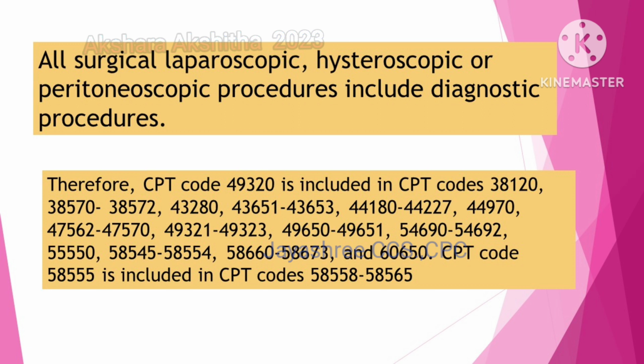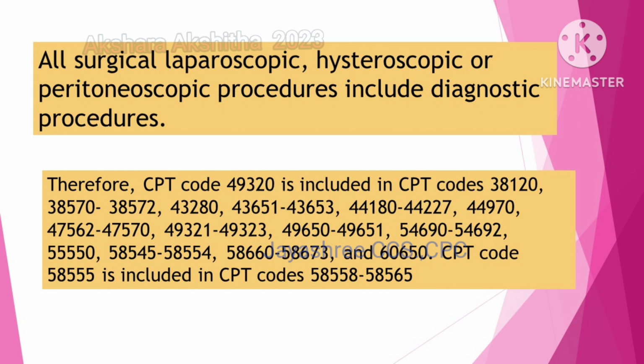Then the next point is all surgical laparoscopy. Whether it is surgical laparoscopy or hysteroscopy or peritoneoscopy, whatever scopy, for all scopy we have two sets of CPT codes. One is therapeutic and another one is diagnostic. I hope you know the definition of therapeutic and diagnostic. Let me explain. For a diagnostic scope, we need to identify the condition. To identify what the condition is, the doctor may perform scopy. That is called a diagnostic procedure.